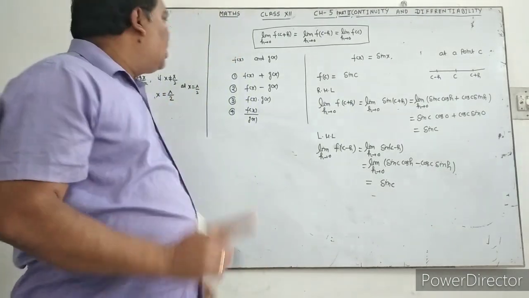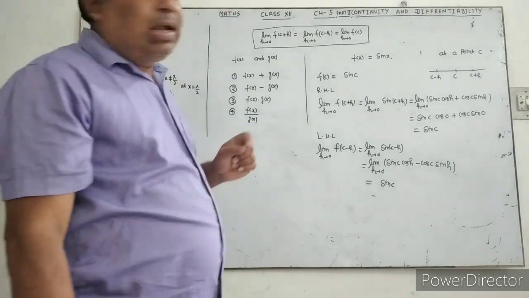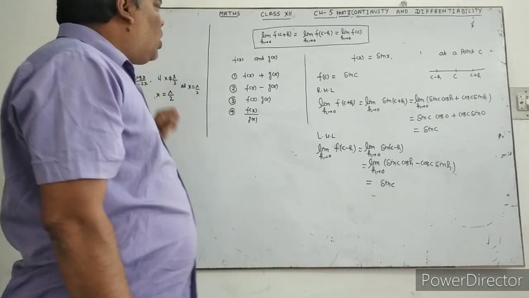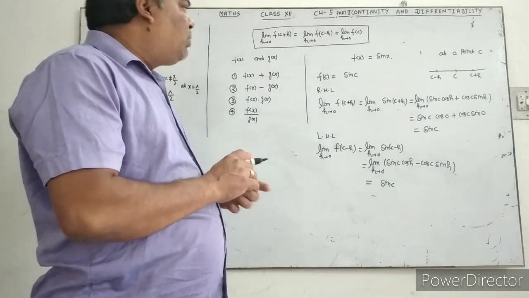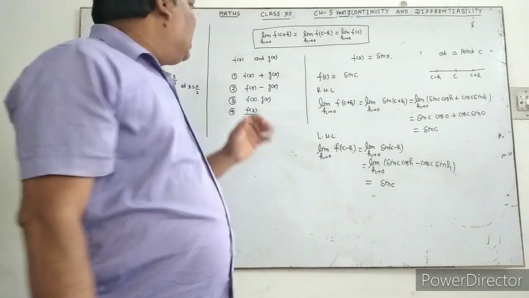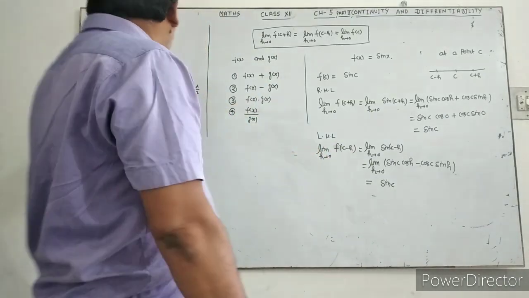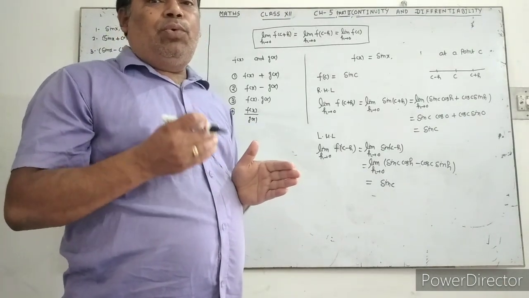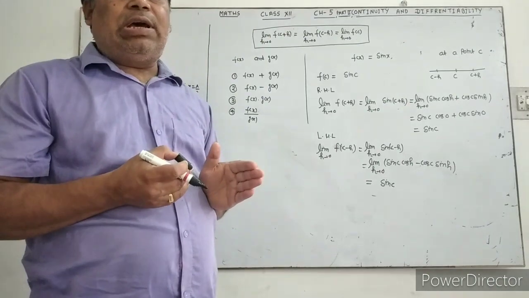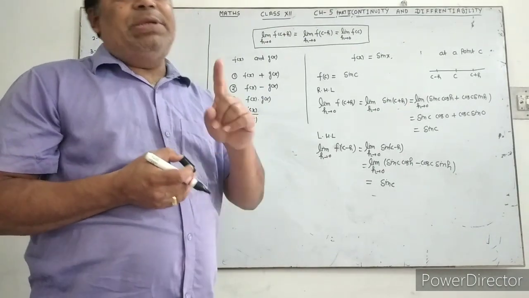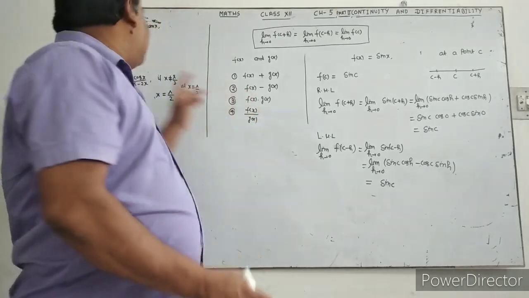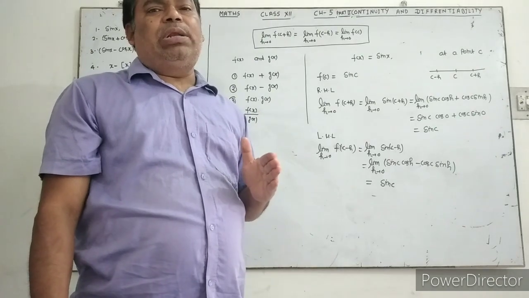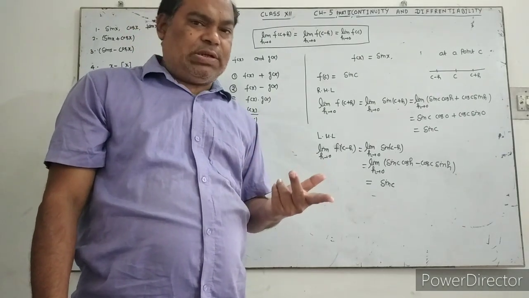Similarly, we can prove cos x is a continuous function, tan x is a continuous function. Now, sin x plus cos x is also a continuous function. You can prove sin x is continuous and cos x is continuous. Then what is the theorem? If two functions f(x) and g(x) are continuous, then the sum is also a continuous function. Sin x minus cos x, this is the difference. The difference of two continuous functions is also a continuous function.